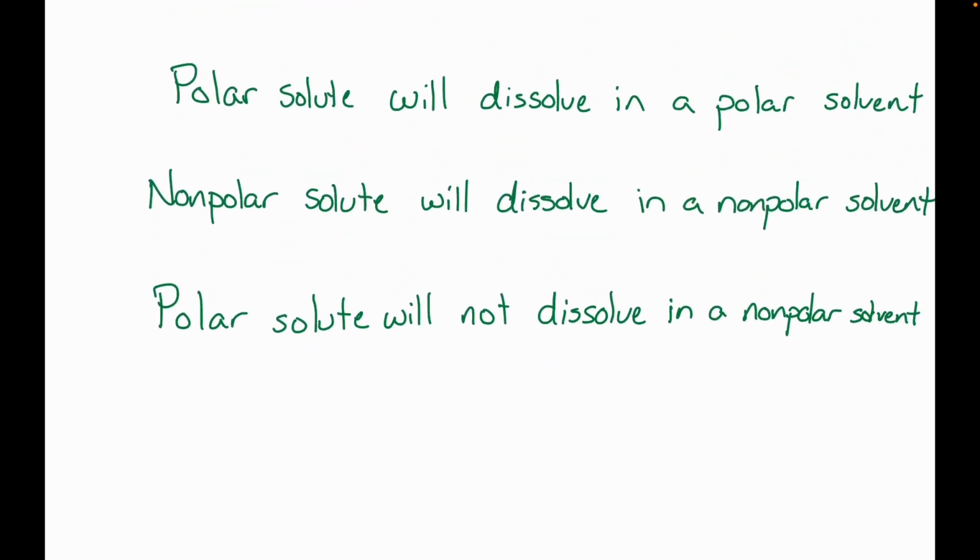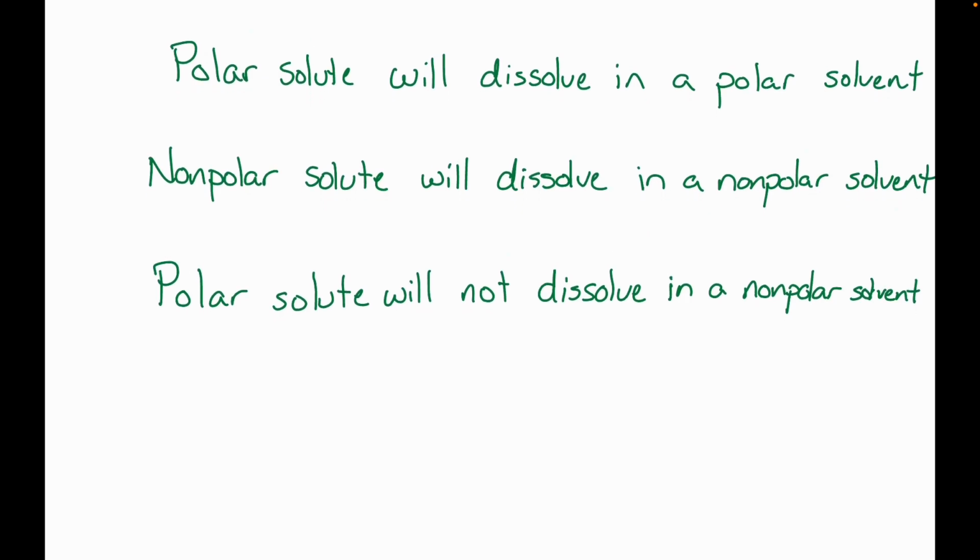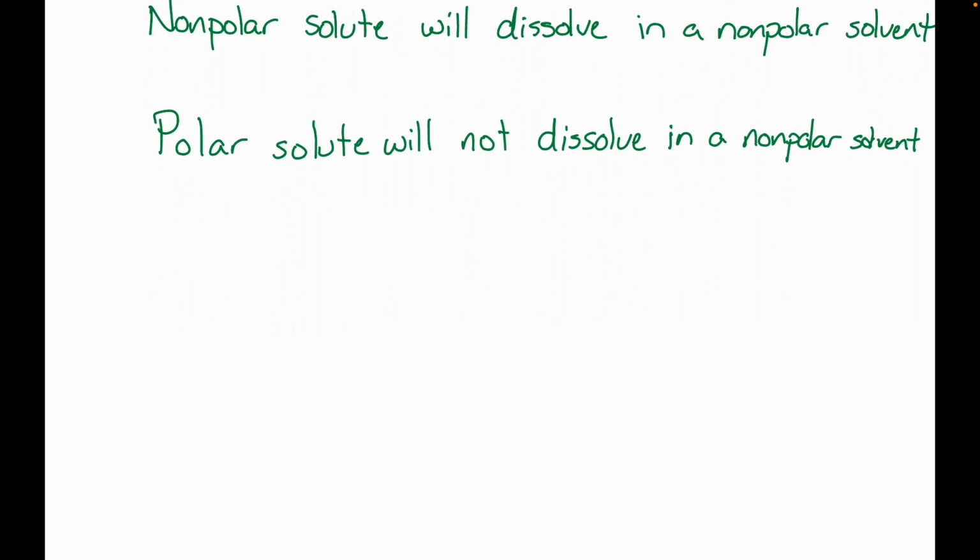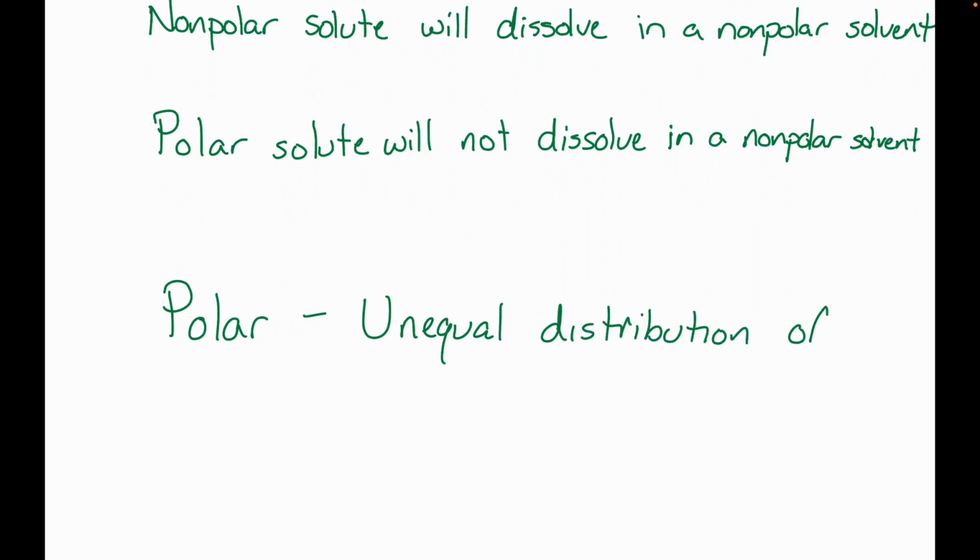And maybe we should remind ourselves real quick, what the heck do I mean by polar and nonpolar? All right? So polar quite simply means that you have a molecule where there's an unequal distribution of electrons within that molecule, right? So polar means unequal distribution of electrons. All right, so a good example of a polar molecule would be HF.